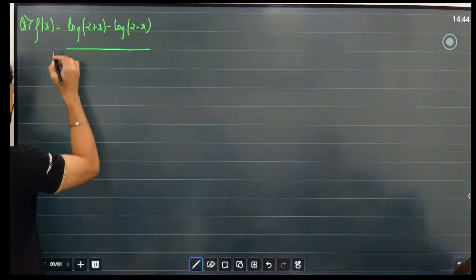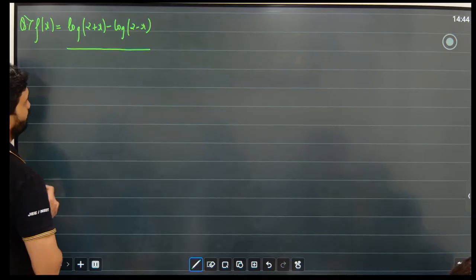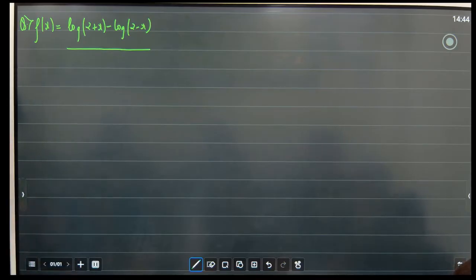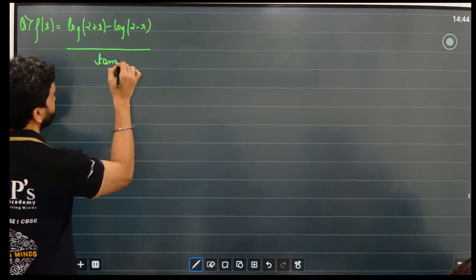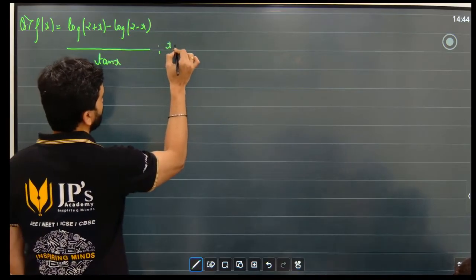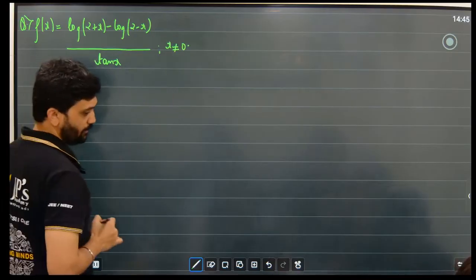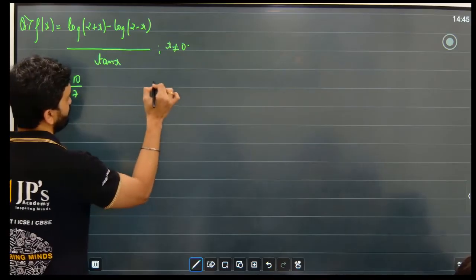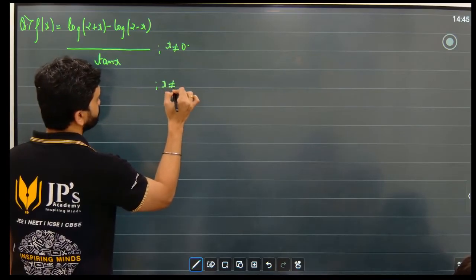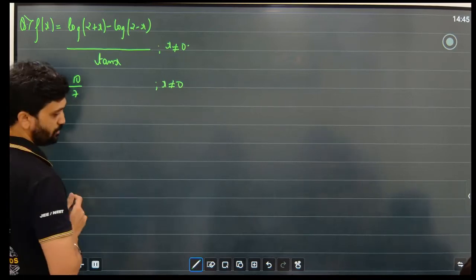The question is: f of x is equal to log of 2 plus x minus log of 2 minus x, the whole upon tan x, where x is not equal to 0, and the second part is equal to 10 by 7 where x is equal to 0.